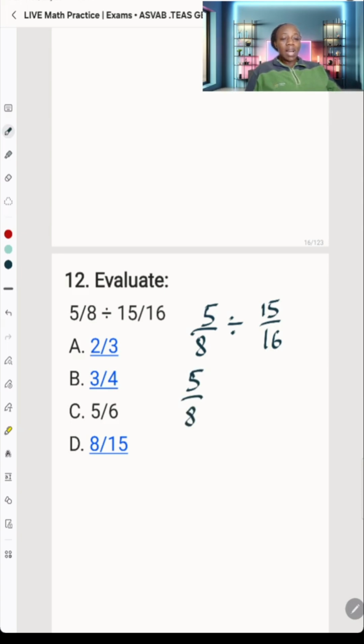This is 5/8 divided by 15/16. So the first thing when you are dividing fractions, what will you do? You want to change it to multiplication, then flip it, 16/15. Some people will say KCF. Keep, change, flip. So now we can divide. This is going to be 1, this is going to be 2. 5 can also divide 15. This is 1, this is 3. 1 times 2 is 2, then 1 times 3 is 3. And that's 2/3.